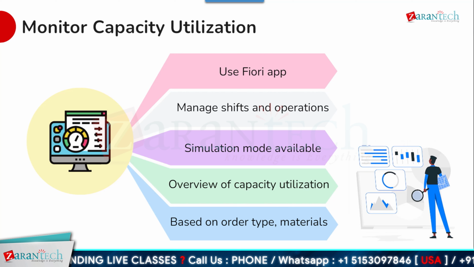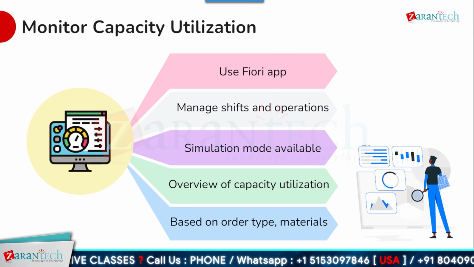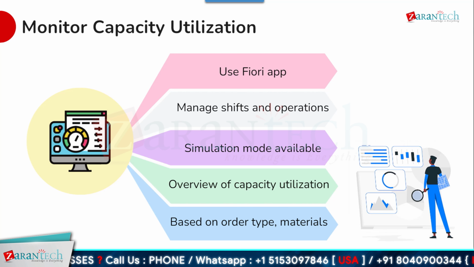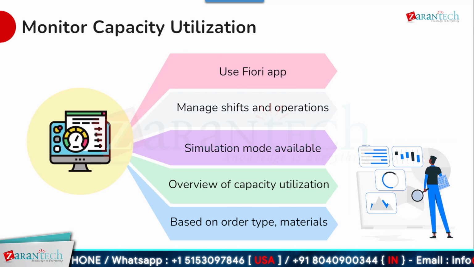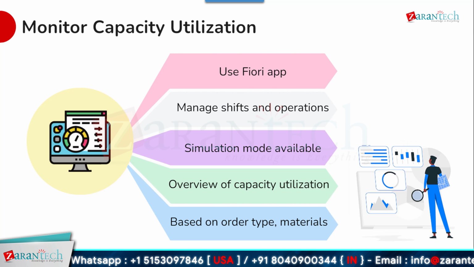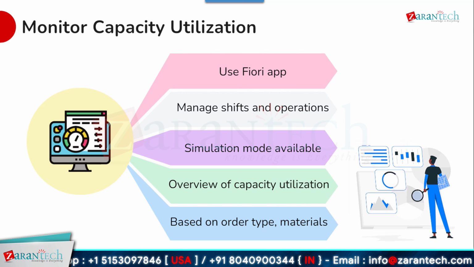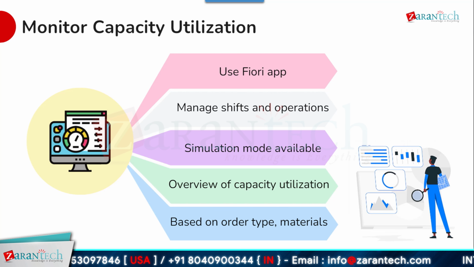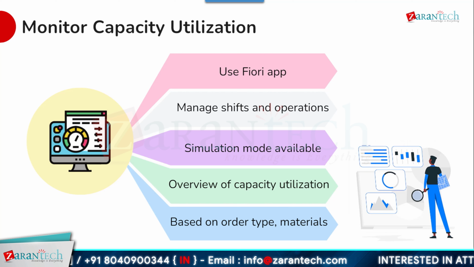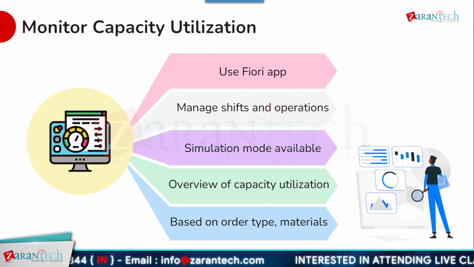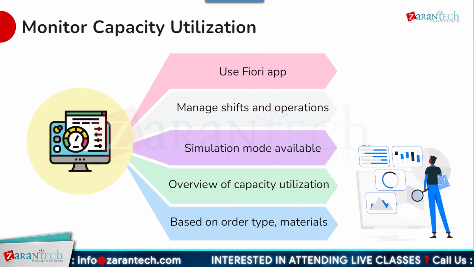It offers an overview of capacity utilization based on various dimensions such as order type, materials, and resources. And then the app allows planners to manage shifts and operations, adjust capacities, and optimize resource allocation. So this supports simulation mode, enabling planners to assess the impact of different scenarios on capacity utilization. And by monitoring capacity utilization, businesses can identify bottlenecks, make informed decisions, and ensure efficient utilization of production resources.